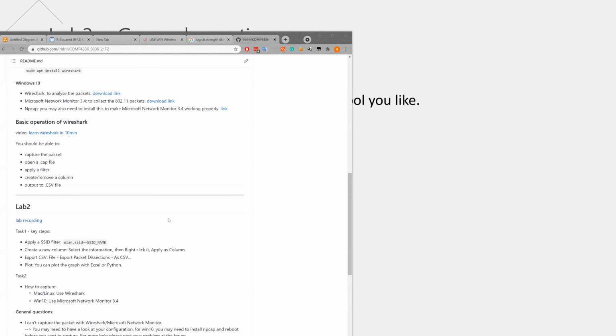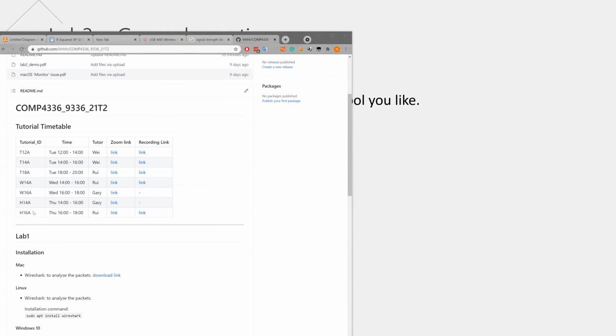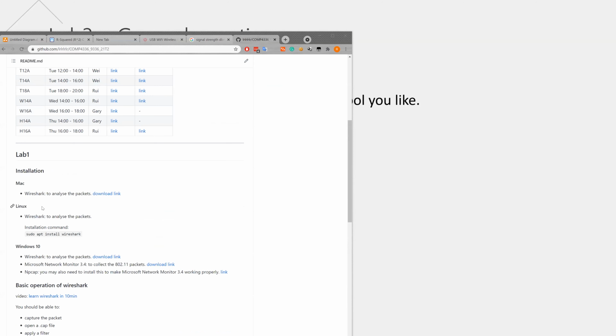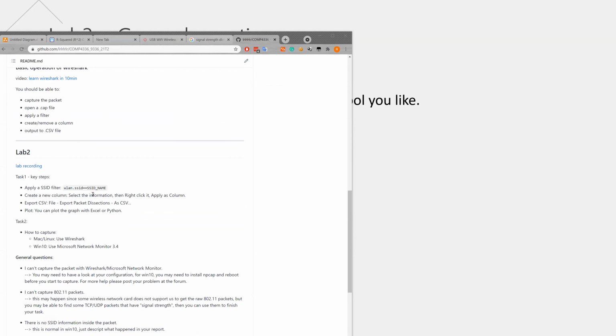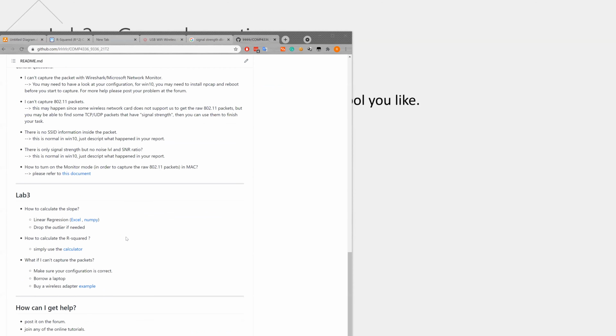I think this should be the last lab for this week. If you still have some problem during the weekend or something, you can post it on the forum, and we will reply to you within 24 hours. When can we get lab 2 marks? By the end of this week. You'll be able to get your lab 2 marks by the end of this week.